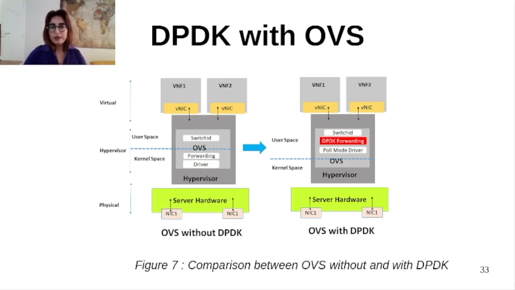So DPDK with OpenVSwitch. Here we can see the case of DPDK with OpenVSwitch. OpenVSwitch can be combined with DPDK for better performance, resulting in a DPDK accelerated OVS. As we can see, for OVS without DPDK, the forwarding plane of OVS is part of the kernel, and for OVS with DPDK, we replace the standard OVS kernel forwarding path with a DPDK based forwarding path in the user space.